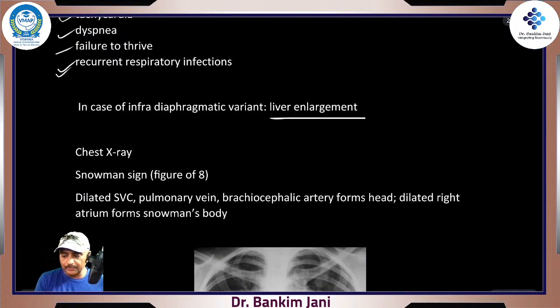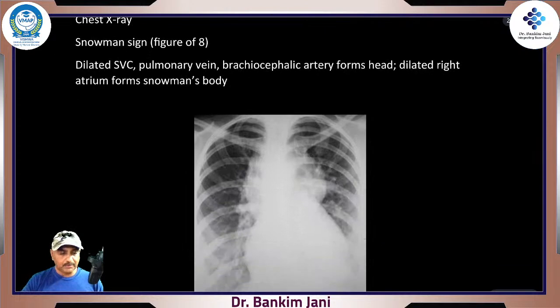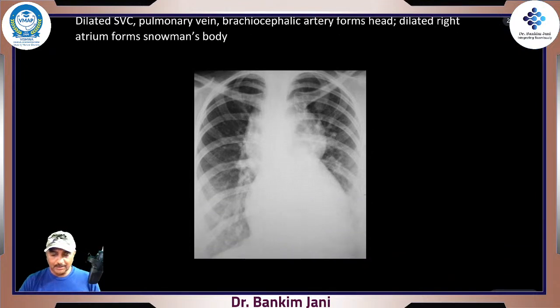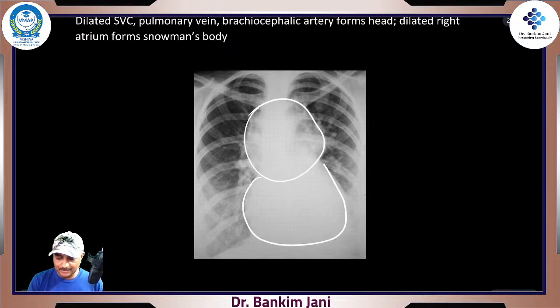And yes, this is what we said, right? Liver enlargement, there is hepatomegaly. And this is what is called the snowman's sign, right? This is snowman's sign, which is classical for total anomalous pulmonary venous return, TAPVR. This is called the snowman's sign or the figure of 8. Snowman's sign means, this is like a big head, and this is like this.